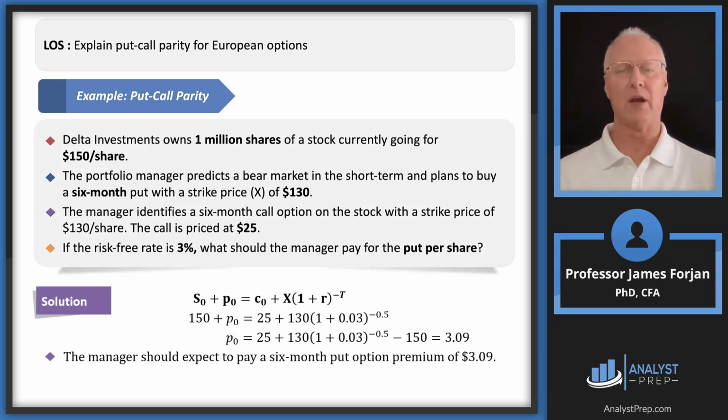So this is a super easy calculation here, right? We're just going to use our put-call parity formula, throw the 150 over to the other side, and make sure we perform our present value calculations correctly.